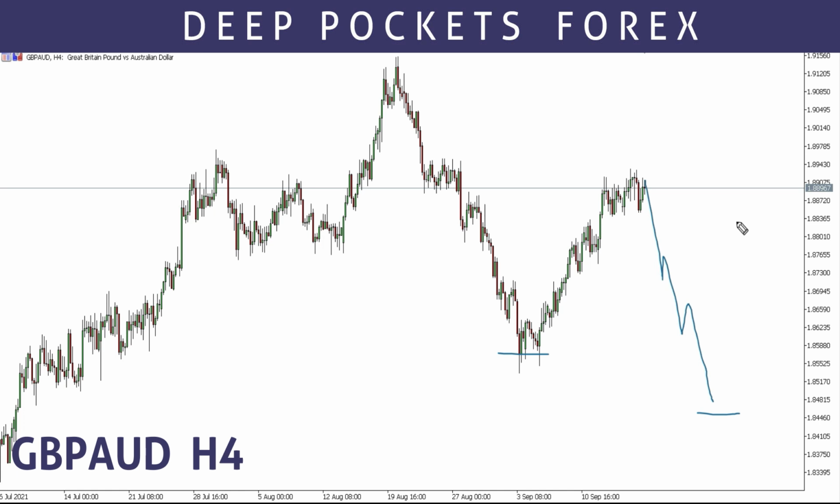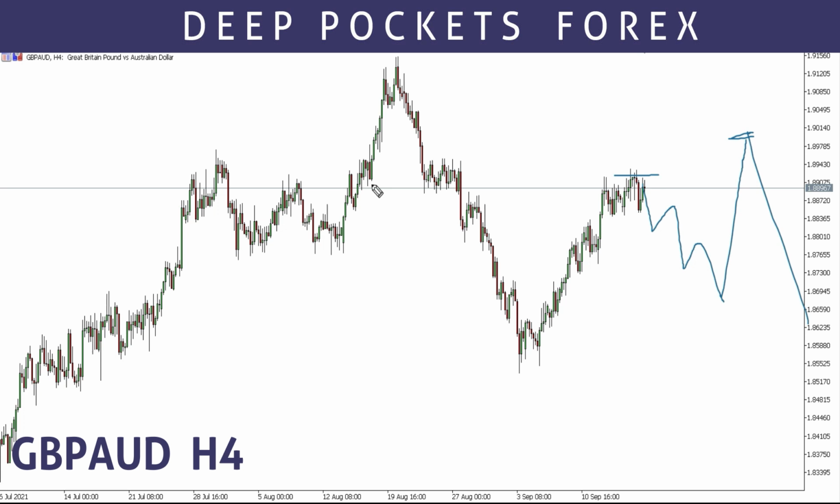Alternatively, we have the third alternative. Alternatively, if we get price just giving a corrective structure like this, we can have another impulse move, breaking previous high here. Then from here, this is when we can move down. Those are the alternatives, the possible outcomes of GBP AUD.